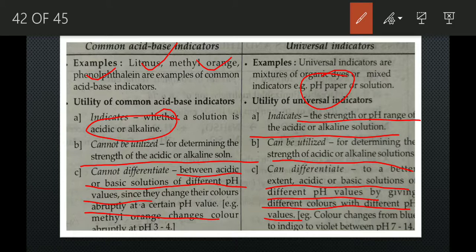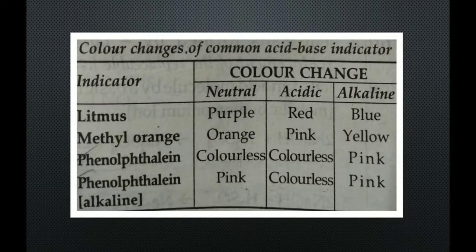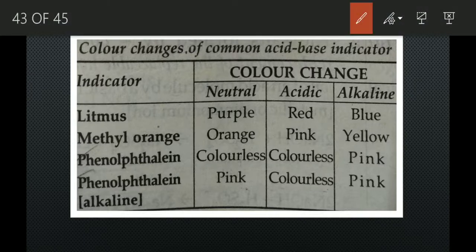Okay, that I have already shown you. In pH paper, there are various colors present. So, each color represents a specific pH value. Clear? Okay. Now, see, in case of the common acid-base indicators, see the change in color. In case of litmus, what happens? In neutral solution, it shows purple. Whereas if we put litmus in acidic solution, then it will become red. And in alkaline, it will become blue.